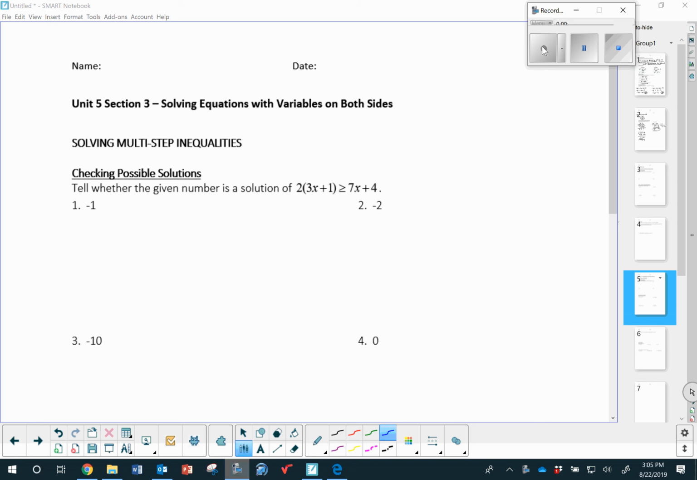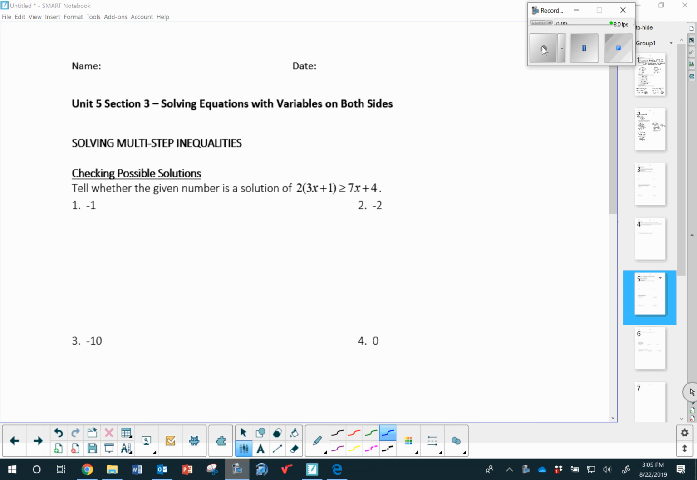All right, we're going to get started with the Unit 5, Section 3 video. In this section, we are going to talk about solving inequalities with variables on both sides. So again, this is similar to what we did with equations, but this is inequalities.